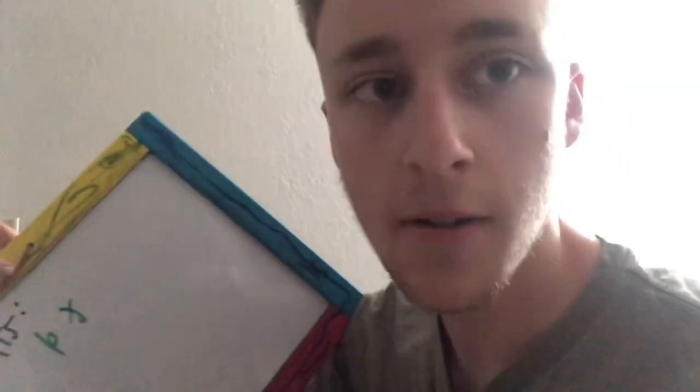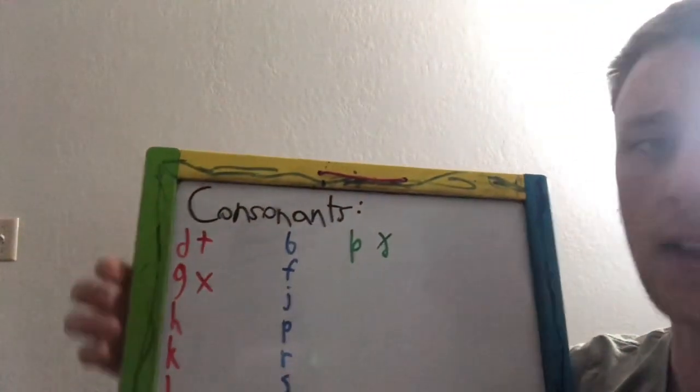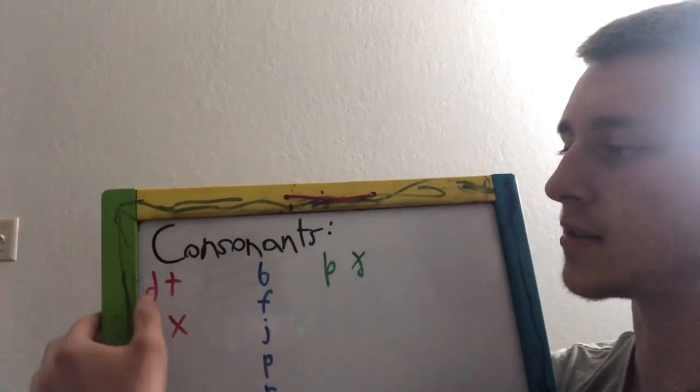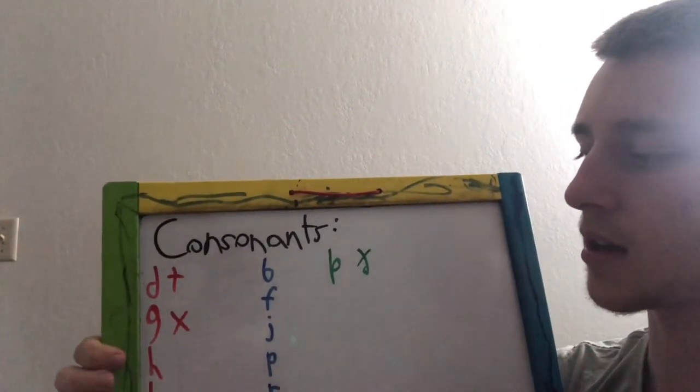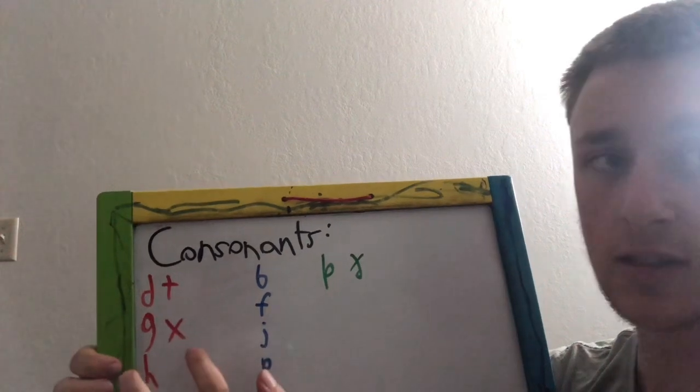Next, we're gonna go over consonants. Consonants are equally as important as vowels, though a lot simpler, thankfully. Okay, so for consonants, the red would be our normal ones. They're the same for us. We have d, g, h, k, l, n, t, x.